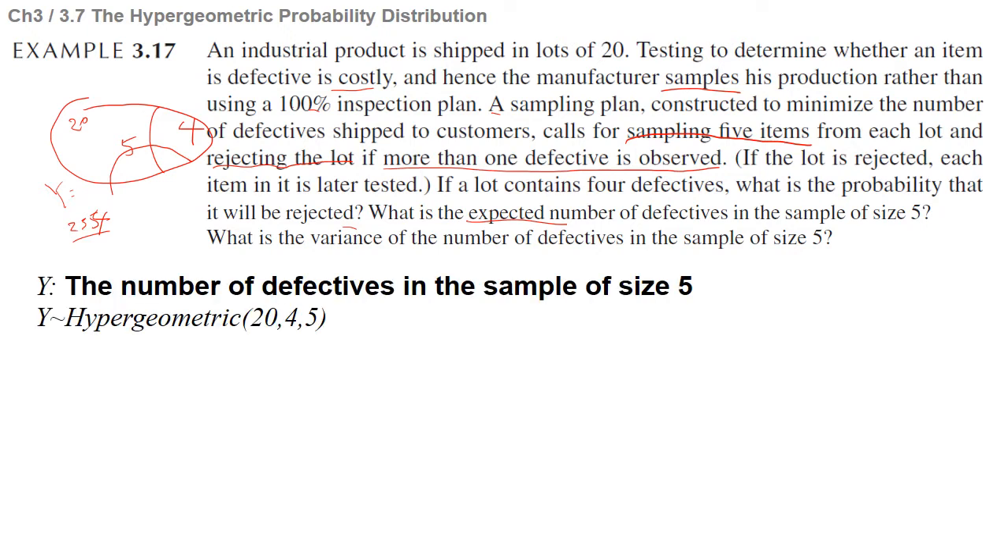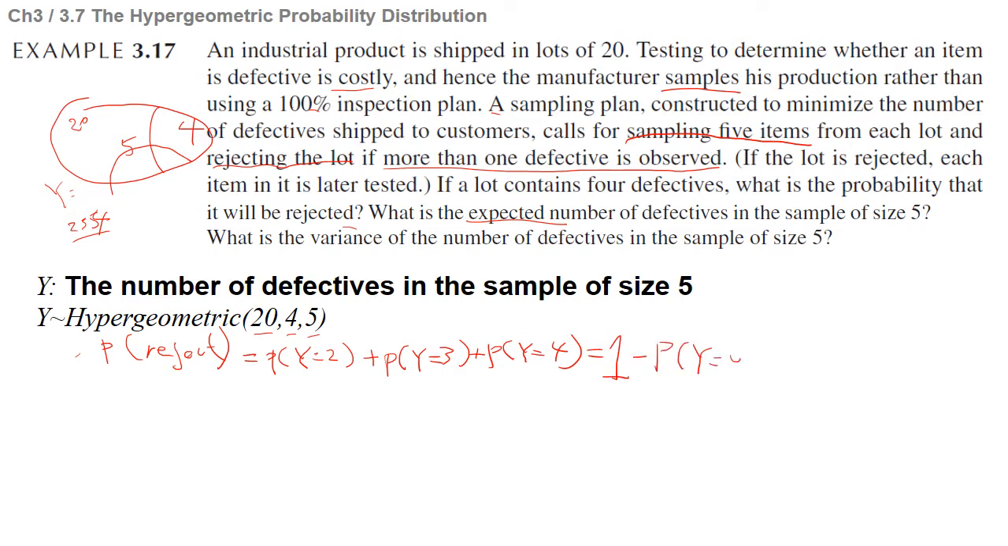So the random variable Y is the number of defectives in the sample of 5, and Y follows a hypergeometric distribution with 20 items, 4 defectives among them, and we are sampling 5. And what would be the probability that it will be rejected? The probability of rejection is the probability of Y equals 2, plus the probability of Y equals 3, plus the probability of Y equals 4. And actually this is 1 minus the probability of Y equals 0, minus the probability of Y equals 1.